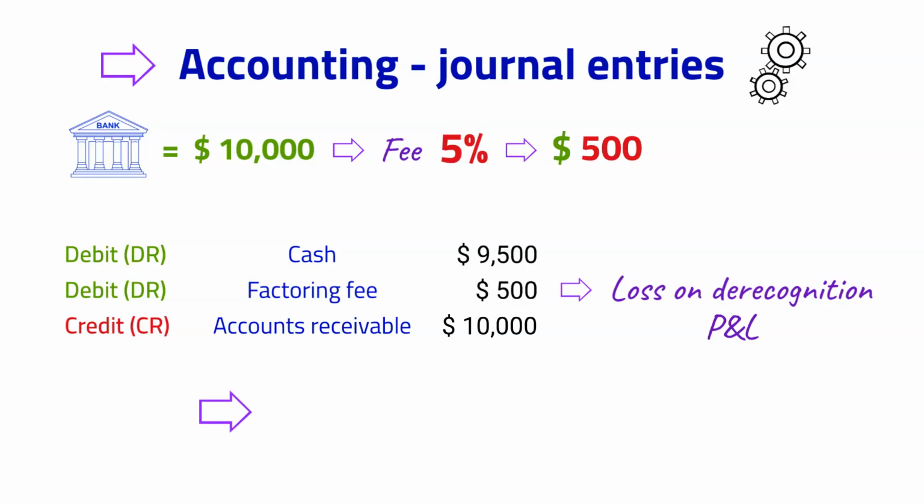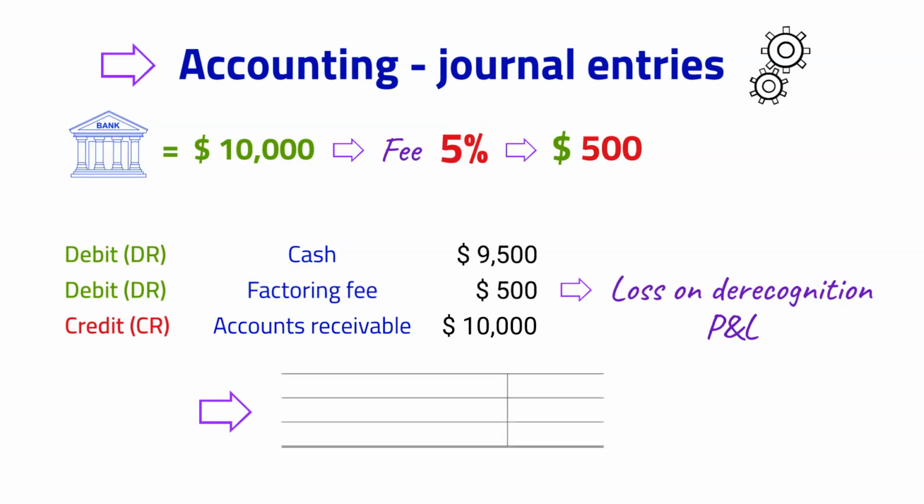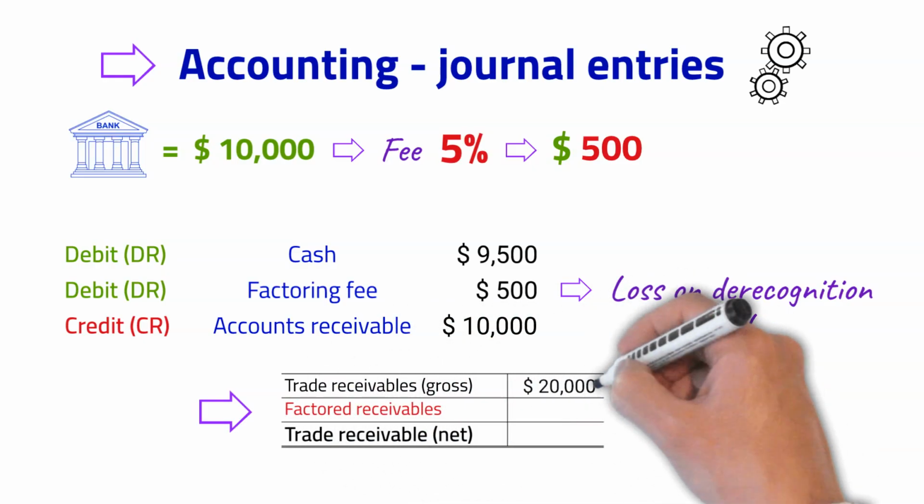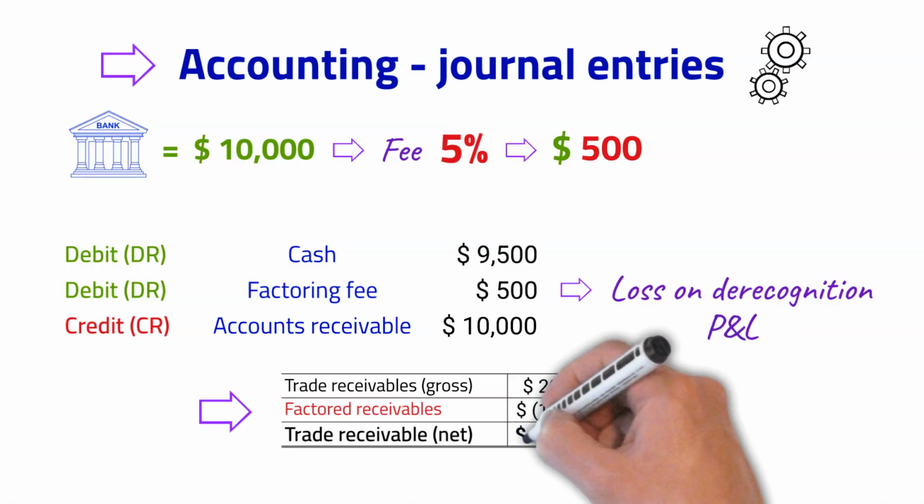Often, you would keep a separate sub-account on the balance sheet for factored receivables within trade receivables, to track the amounts and have a clear view of how much you have transferred. In this case, you would credit that sub-account and it will look like this on the balance sheet.